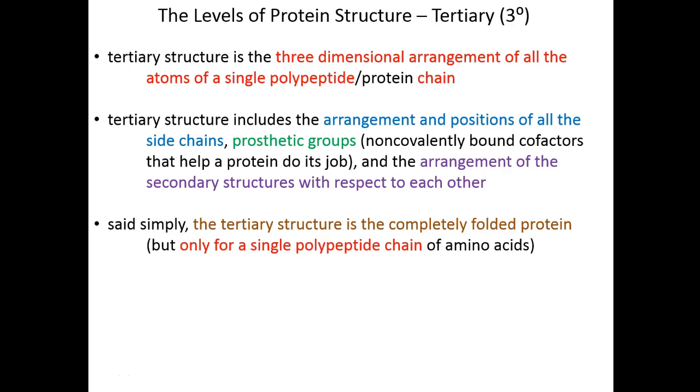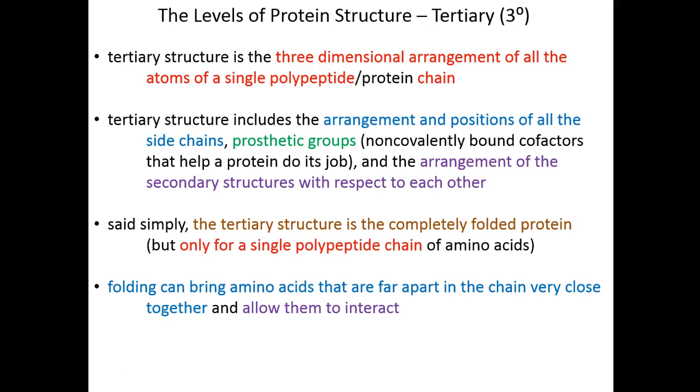Again, to say it simply, the tertiary structure is the completely folded protein chain, but only for a single continuous polypeptide chain of amino acids. We're going to talk about what happens when multiple protein chains come together to form larger structures. That's quaternary structure. But for tertiary structure, we're talking about a single chain of amino acids from its amino terminal end to its carboxy terminal end, fully folded into its native conformation. That is your tertiary structure.